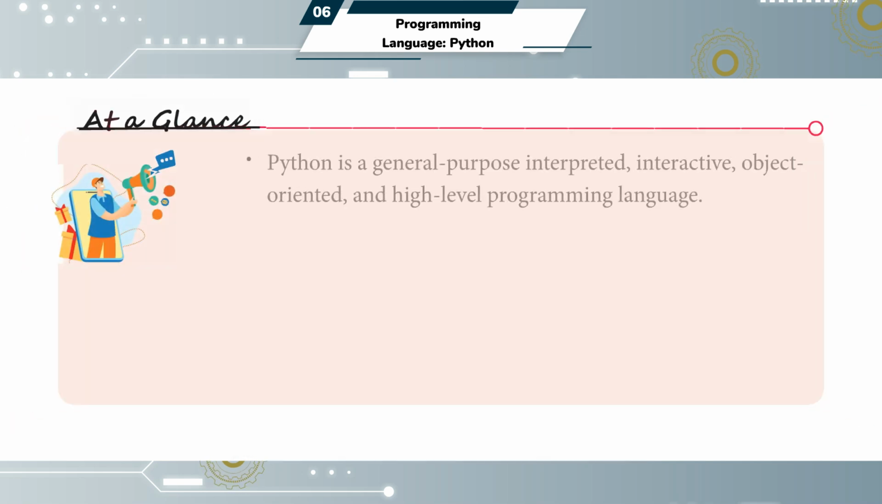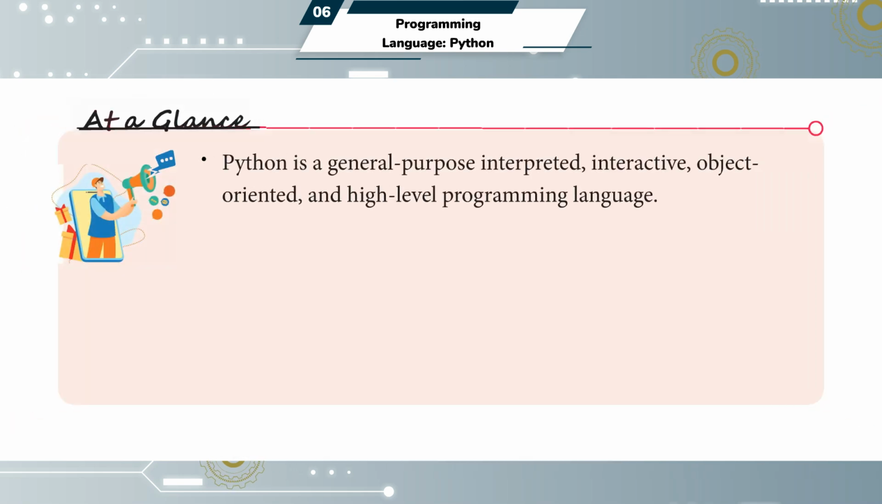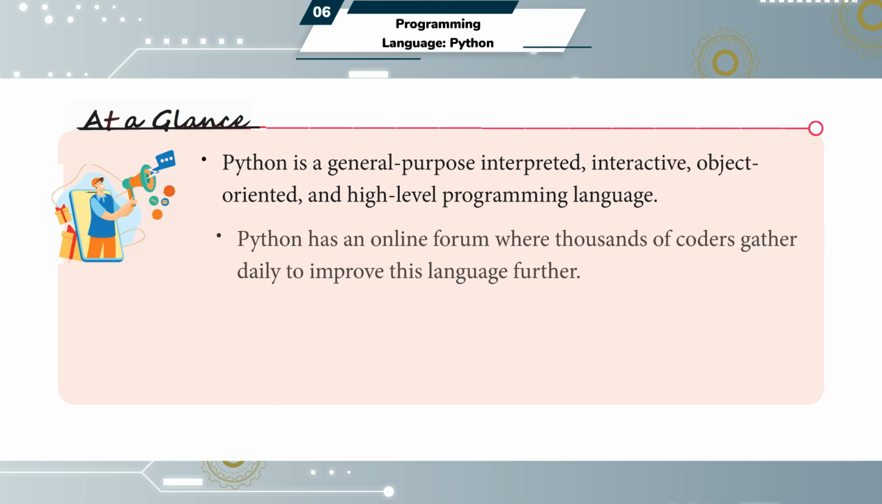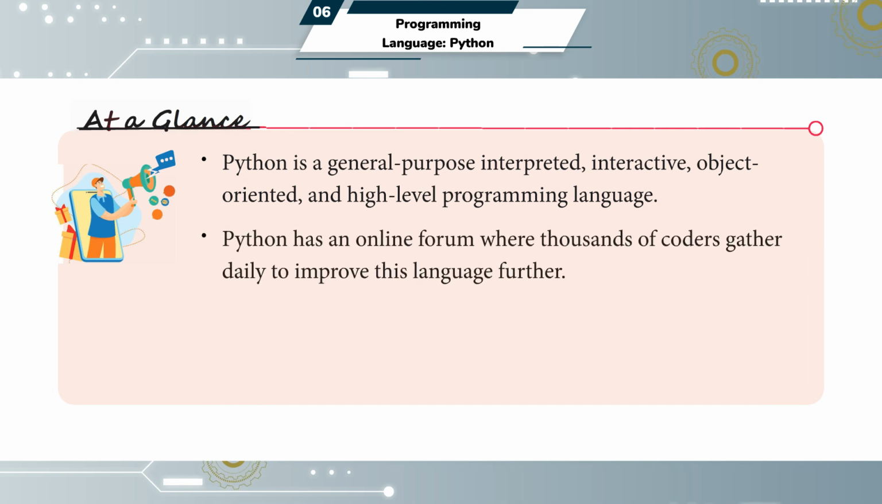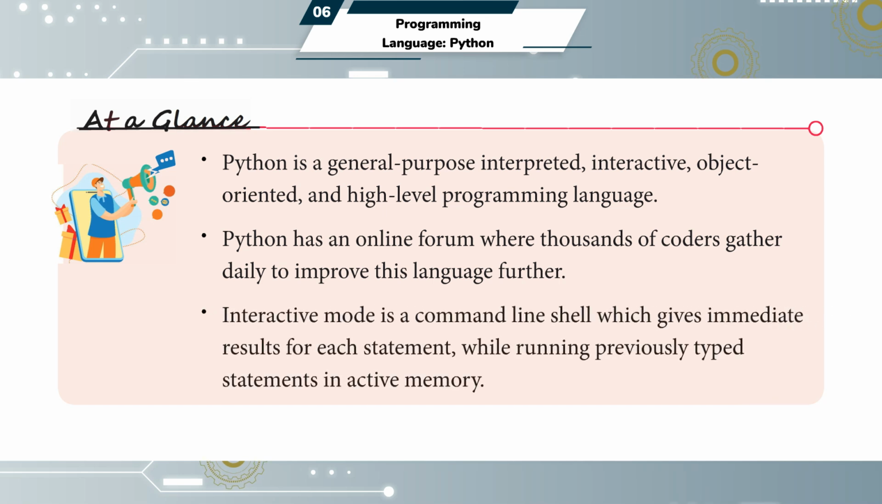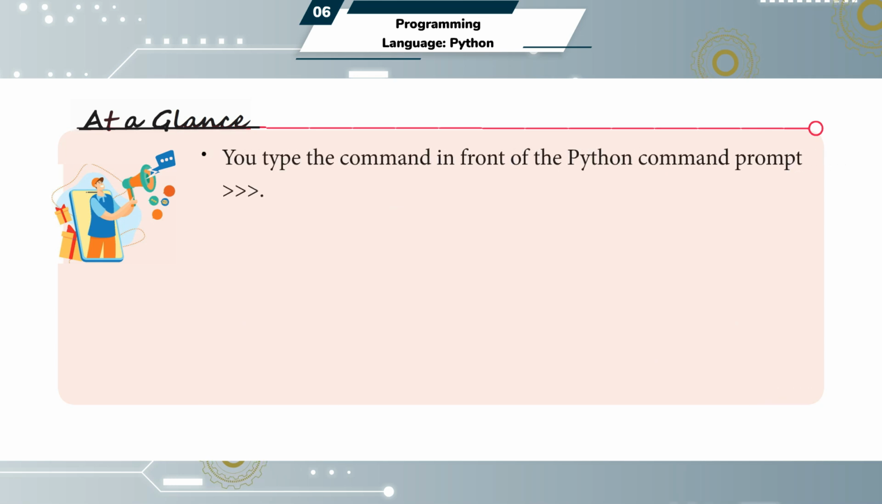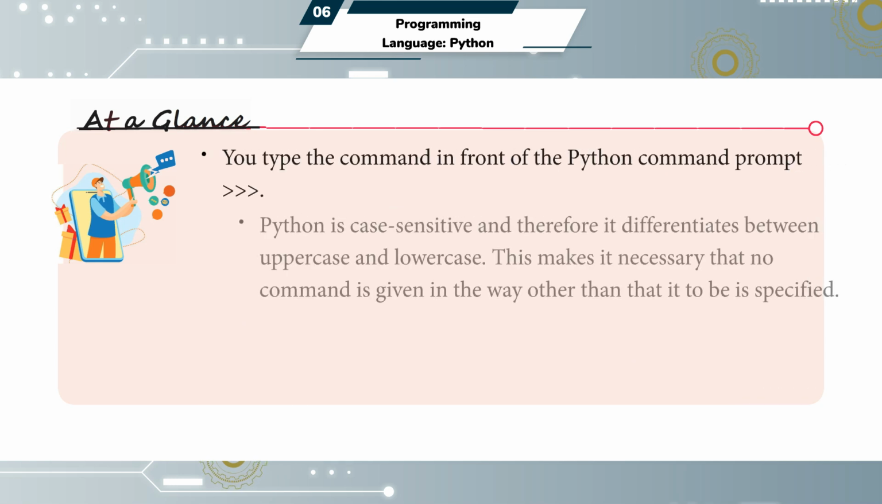At a glance. Python is a general-purpose, interpreted, interactive, object-oriented, and high-level programming language. Python has an online forum where thousands of coders gather daily to improve this language further. Interactive mode is a command line shell which gives immediate results for each statement while running previously typed statements in active memory. You type the command in front of the Python command prompt.